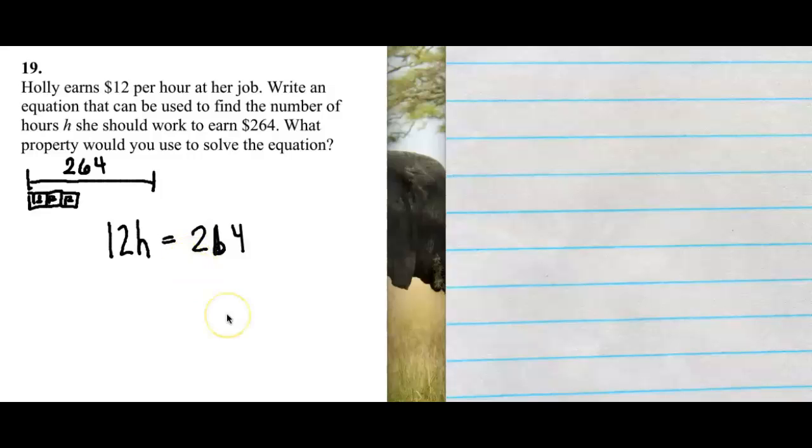Okay. So finally, in order to solve this, what property are we going to use? So we have to determine what operation that is, and what is the inverse of that operation? Once you answer that, you're going to actually have the answer for what property it is. So which property of equality is going to help us solve for H and leave H by itself? Because we want H to be by itself down here. So something has to happen to both sides.